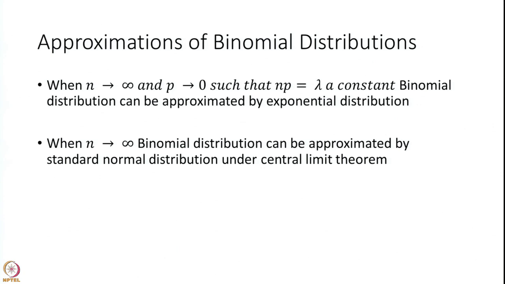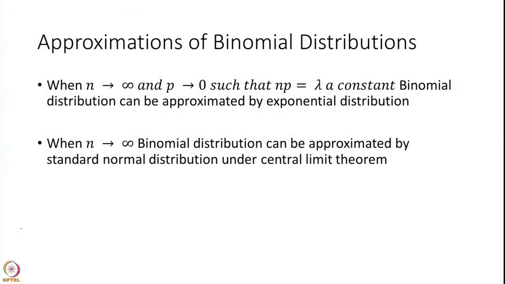So, what we have done is approximate the binomial distribution by the normal distribution. Now, there is a confusion. Once we approximated it by exponential, and now we are approximating it by the normal distribution. So, which one to use? That is clarified here: if n tends to infinity and p tends to 0 such that np remains constant, then the binomial can be approximated by the exponential distribution. But if only n is very large and you have no restriction over p, then it can be approximated by a standard normal distribution under the central limit theorem.